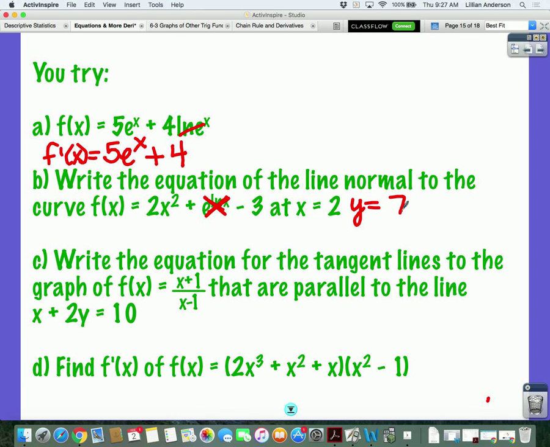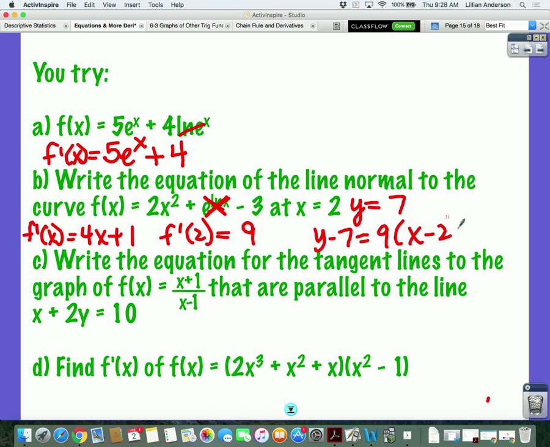So when you take the derivative, you get 4x plus 1. So when you actually find the slope, you get 9. So then your equation would be y minus 7 equals 9 times x minus 2. Amazing. One thing, thank you, because it is the normal. Got that? I figured y'all would correct me, so hey, good job.